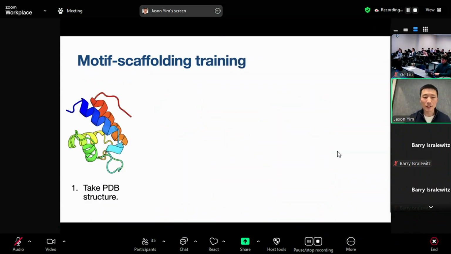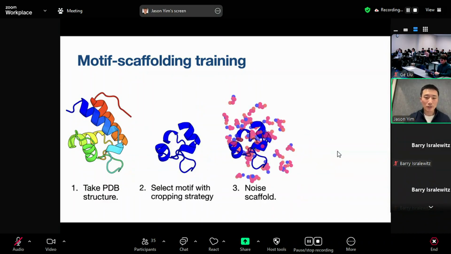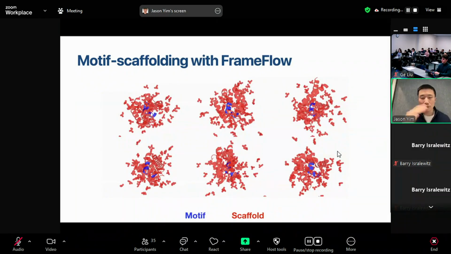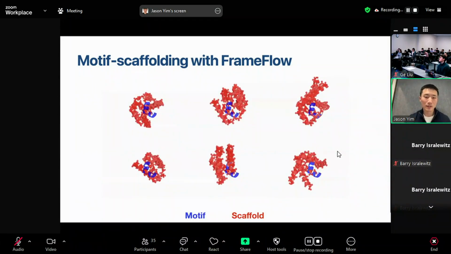How you do this training is very simple, but that's the beauty of this. You take a protein structure, randomly select part of the protein as the motif, and then noise the scaffold, so add random noise to it, and the model has to try to denoise it or predict what the original structure was. If you do that, you can take the same motif, and the model is going to generate very different scaffolds for each of them.